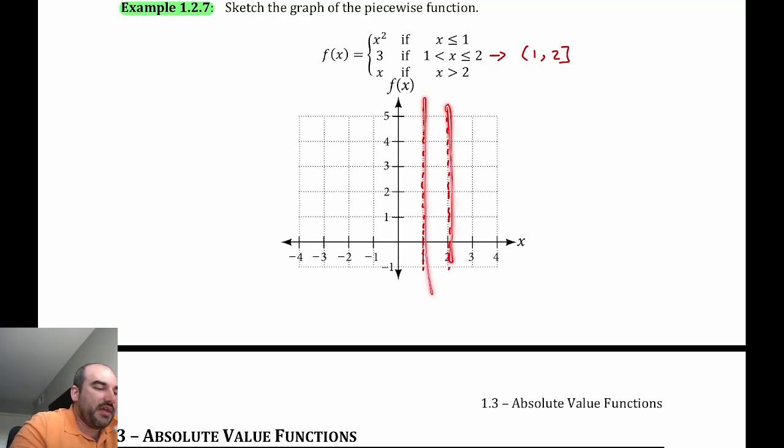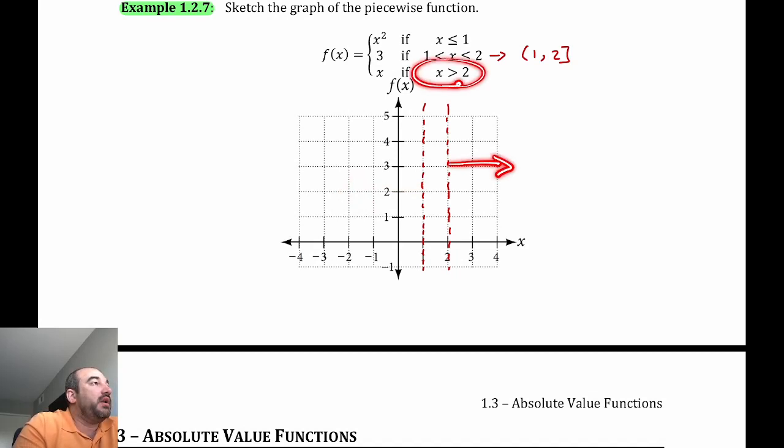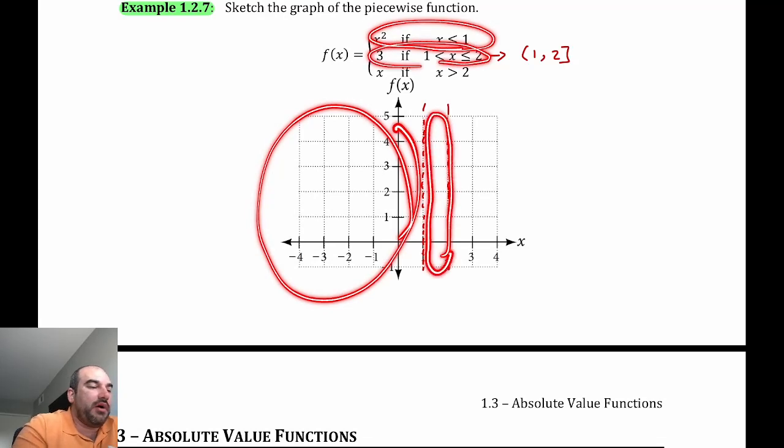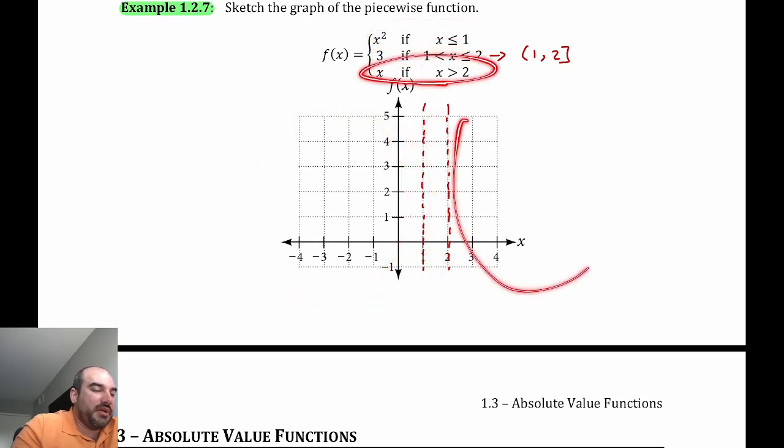Once I have this window mapped out in here, the top one is saying x is less than or equal to 1. That's just going to be to the left of this window that we've drawn. And x is greater than 2 is going to be to the right of this window. So the first piece will be in this area somewhere. The second piece will be in this middle area where we kept the window. And the last piece is going to be somewhere on this side of the window that we drew.